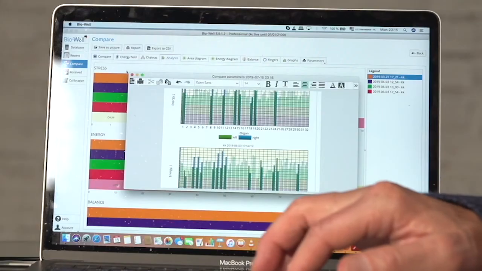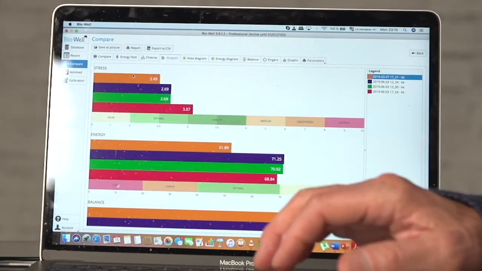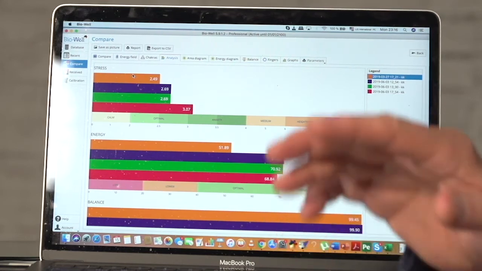So this compare option is a very important part of our BioWell system. And a lot of practitioners, a lot of people, researchers, doctors, they use mostly this program because it shows us the response of people to different treatment, whether it is positive, negative, and allows us to follow up this response in time. And a lot of people make analysis of themselves and their patients every day, and they can follow up.